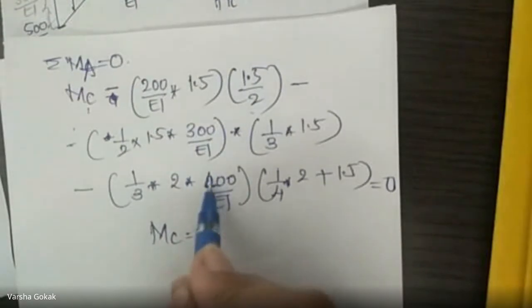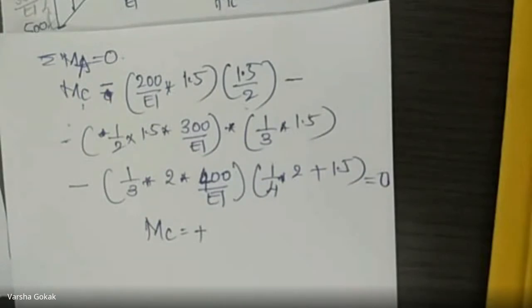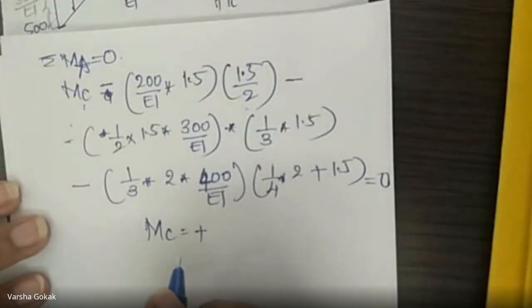This is 400, okay? Give me in terms of EI only. Two 268.66. How much? 268.